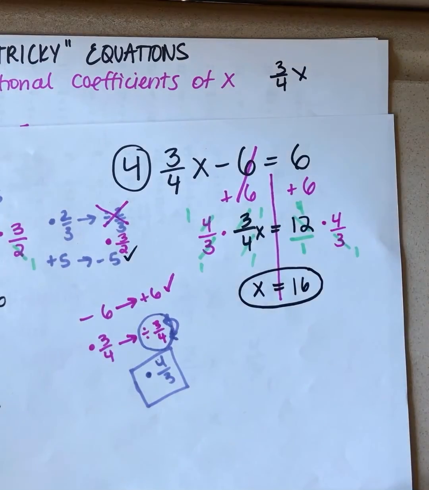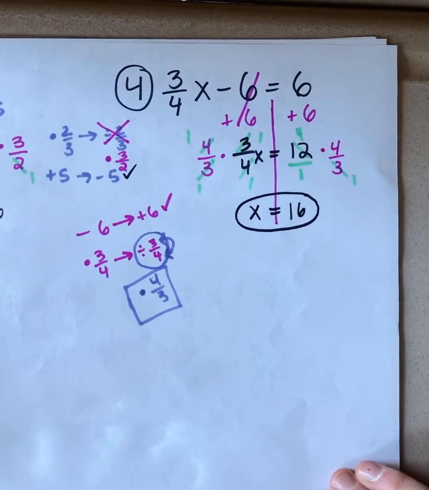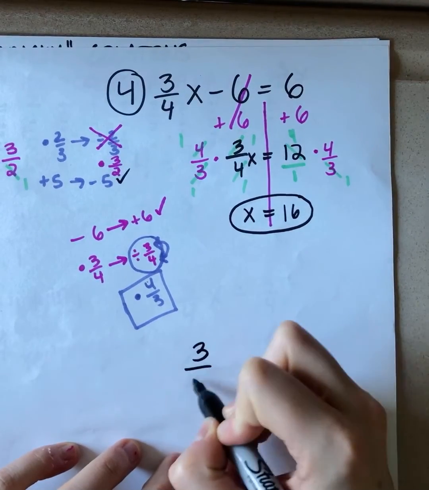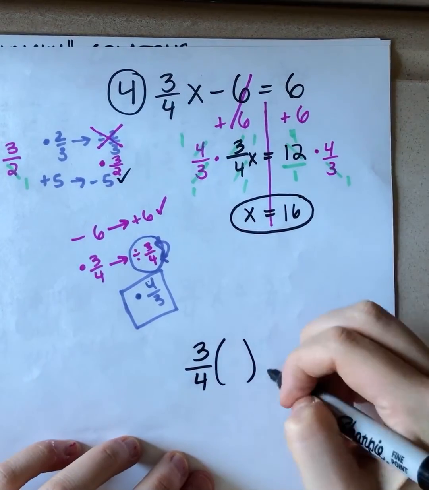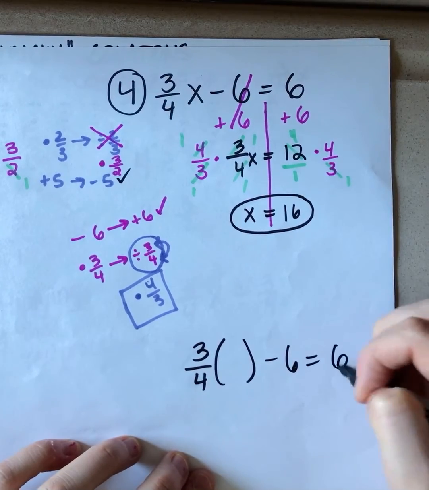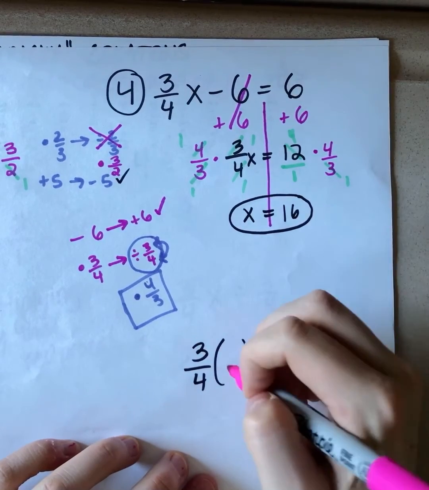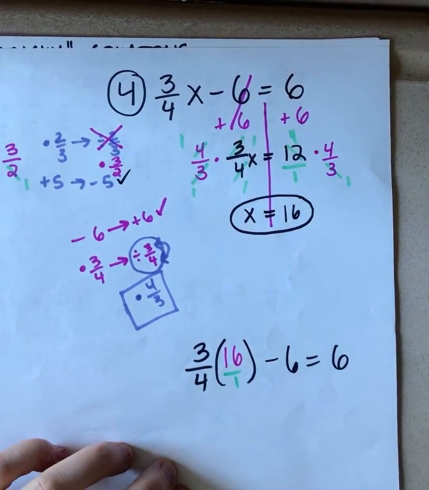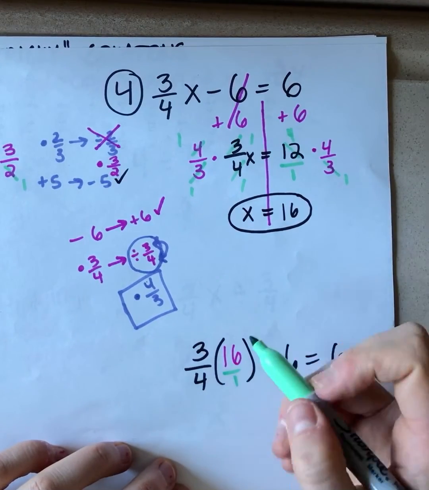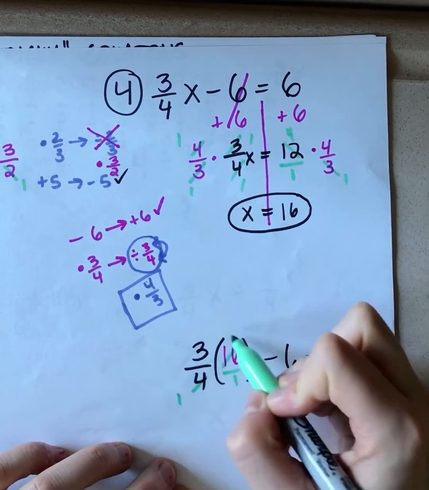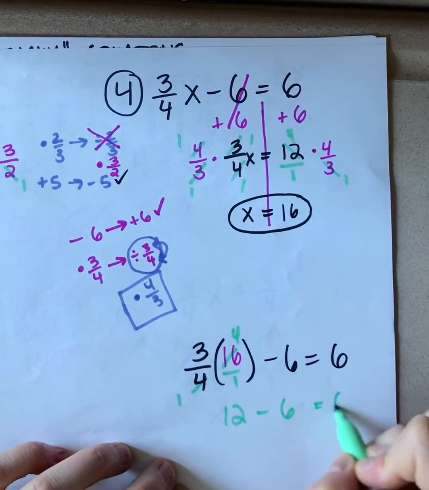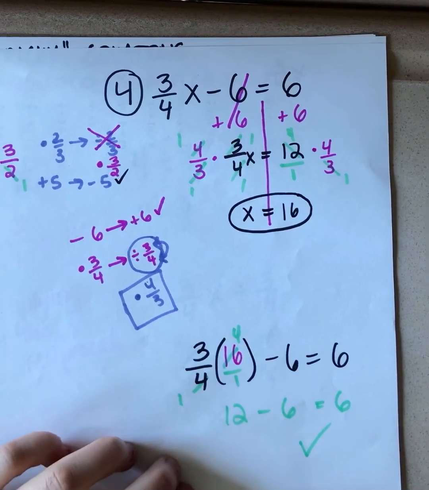Going down, I'm going to check this out just to make sure I'm getting that correct answer. This is a pretty crazy trick. But I'll take 3/4 and multiply it by my 16, subtract 6 from it, and I hope to get 6. So let's see, I put 16 over 1, and then I can simplify the 4 and the 16, and I end up with 12 minus 6 equals 6, and that's true.